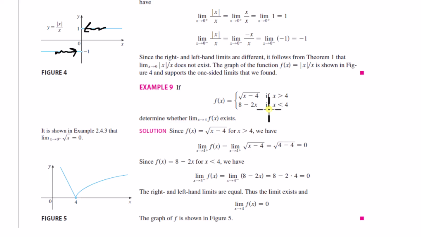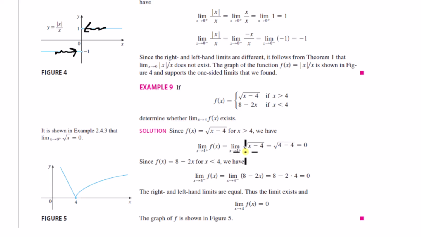I mean, we could use direct plug-in and our intuition to figure out what this limit is, but I'm just saying that technically this function doesn't exist when x equals 4, right? But we have the option to evaluate two one-sided limits here. The one-sided limit coming from above 4 will be based on the square root of x minus 4, and coming from below 4, 8 minus 2x. And so that's what they do here.